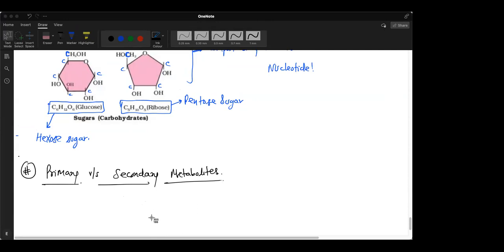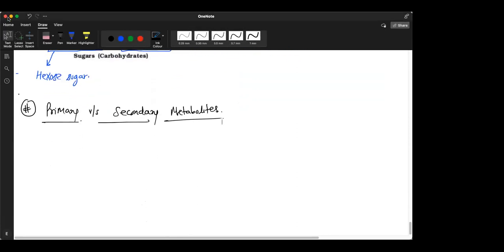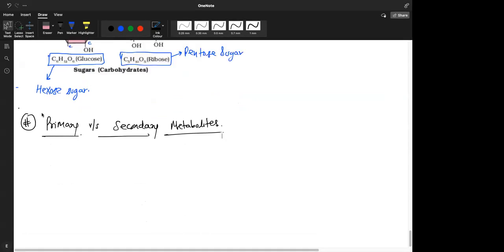Next point, I'm just making you write the difference between primary and secondary metabolites here. I hope you are understanding, right? Iram, Aisha? Yes, sir. Write down. Examples of secondary metabolites are.